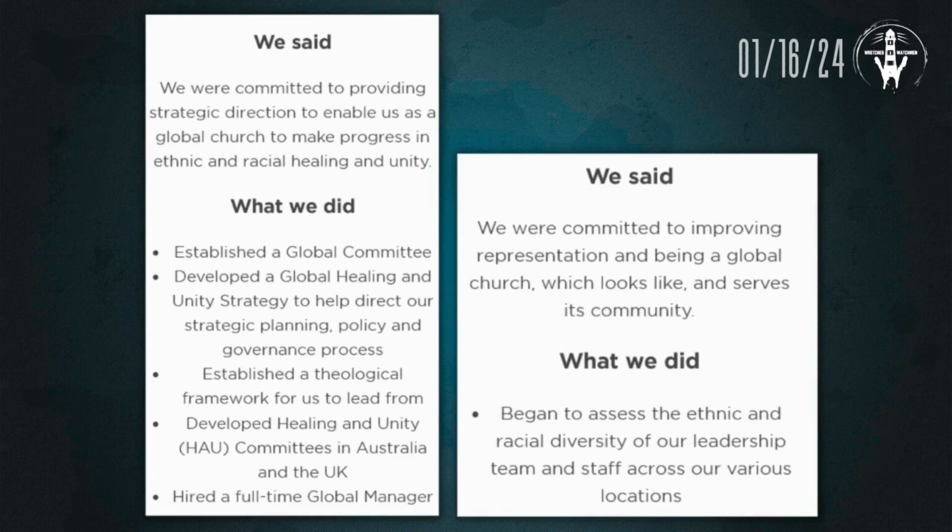We said we were committed to providing strategic direction to enable us as a global church to make progress in ethnic and racial healing and unity. What we did, we established a global committee, developed a global healing and unity strategy to help direct our strategic planning, policy and governance process, established a theological framework for us to lead from, developed healing and unity committees in Australia and the UK, hired a full-time global manager for, that's right, Hillsong hired a full-time DEI global manager for all their churches. We said we were committed to improving representation and being a global church, which looks like and serves its community. What we did, began to assess the ethnic and racial diversity of our leadership team and staff across our various locations.